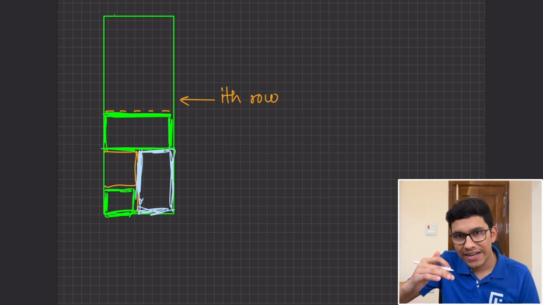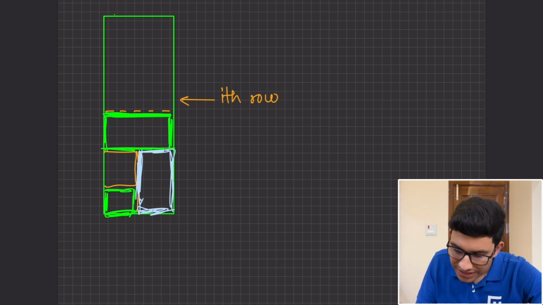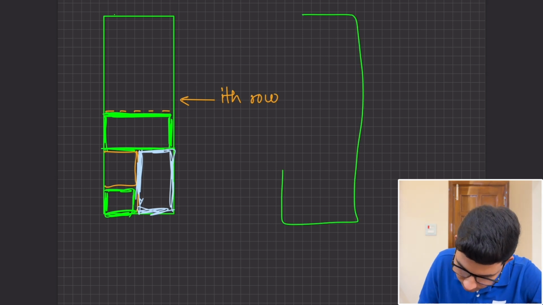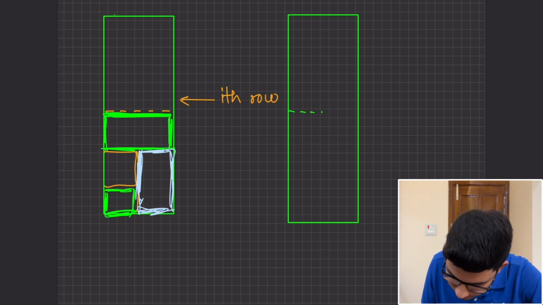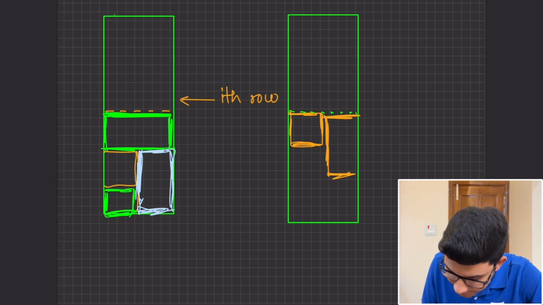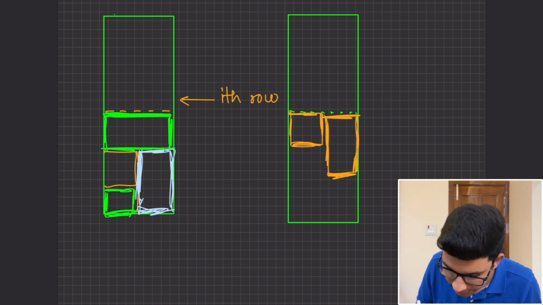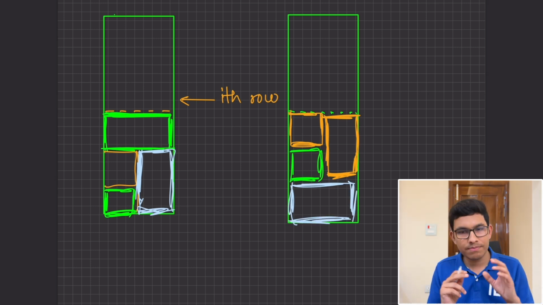The cells below it are already closed, right? All the cells below it are already closed. Another way the ith row could look is something like this: there were two cells like this, both closed. Two vertical cells just below the ith row, both closed, and let's suppose these are the other cells. This could have been another possibility, right?